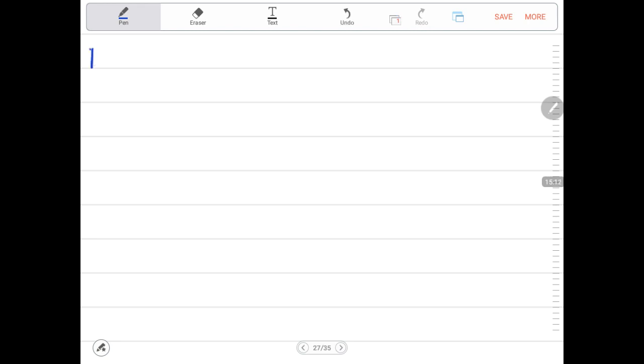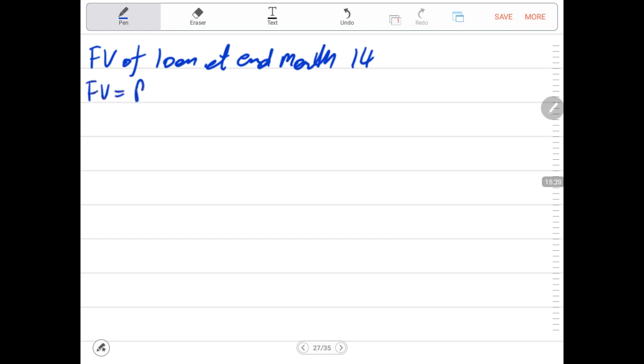Then we say future value of the payments, so future value of loan at end of month 14. 14 is our focal date. Then we have the future value, which is equal to A, 25,000 (1 plus 0.14 divided by 12) to the power of 14. This will give us the future value of the loan.